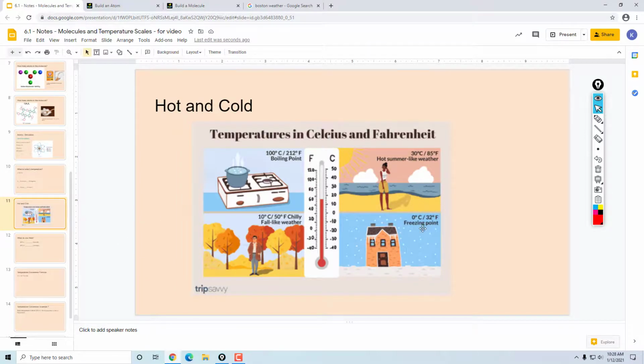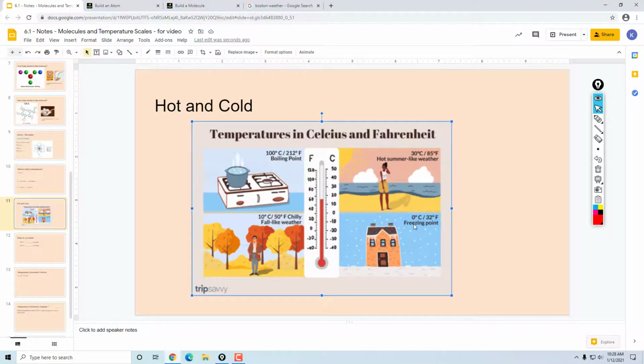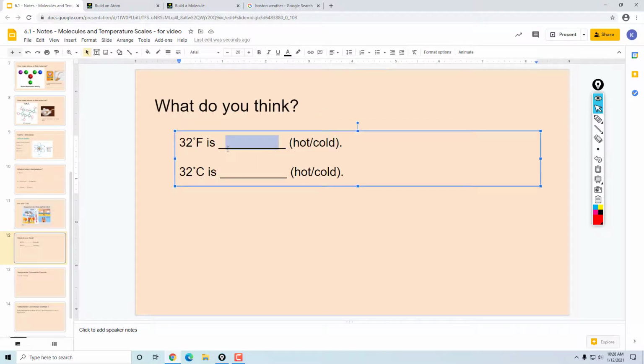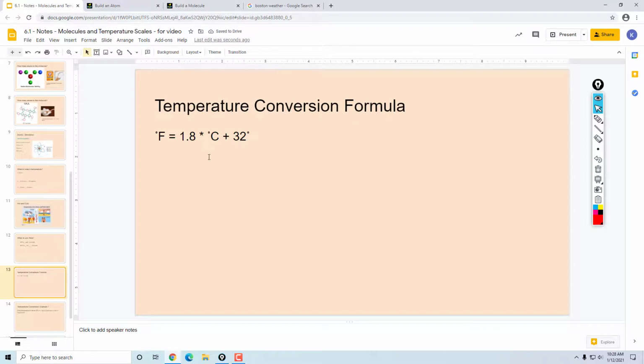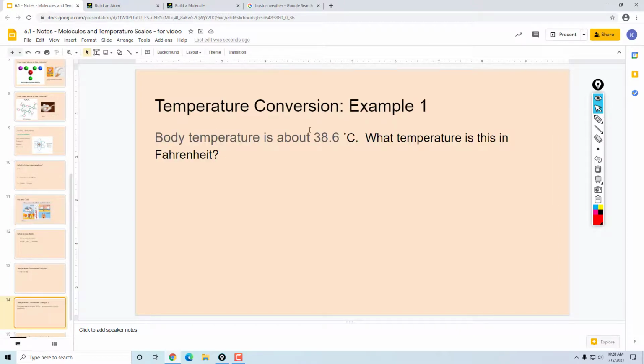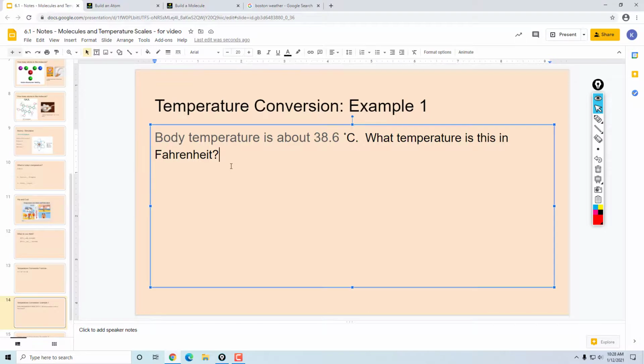When it's a cold day, it might be like 32 degrees Fahrenheit, 0 degrees Celsius. On a hot day, it might be 85 Fahrenheit, 30 degrees Celsius. So 32 degrees Fahrenheit is cold, but 32 degrees Celsius, that's hot. We can convert between these two. Here's a formula. Fahrenheit is 1.8 times Celsius plus 32. For example, body temperature is about 38.6 degrees Celsius. What temperature is this in Fahrenheit?